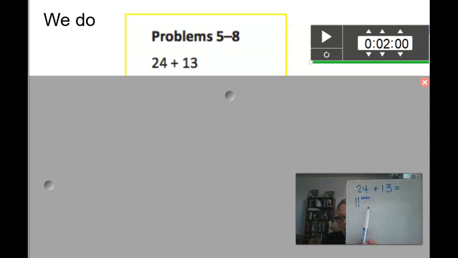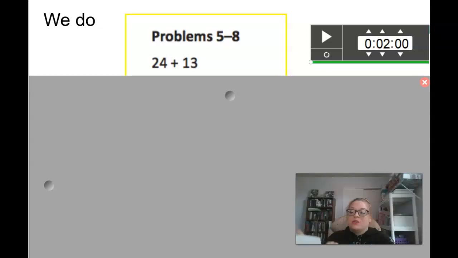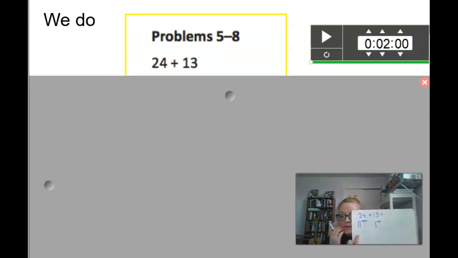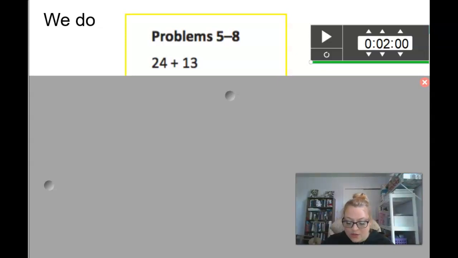Now we need to do 13. How many 10s? That's right, 1. And how many 1s? 3. So go ahead and draw your 1 10 and 3 1s. And then we're going to draw our 10s and 1s chart. We are starting with our what? That's right, our 1s. So I want you to go ahead and count your 1s, put it in your 1s spot. Okay, now count your 10s, put that number in your 10s spot.